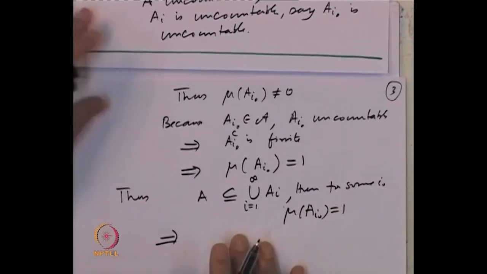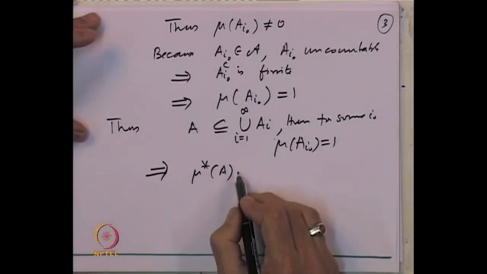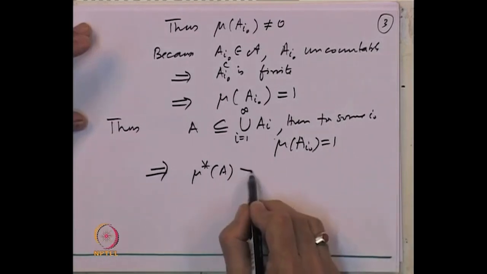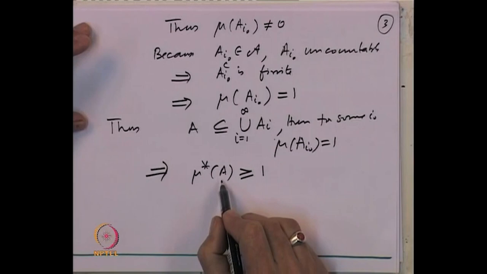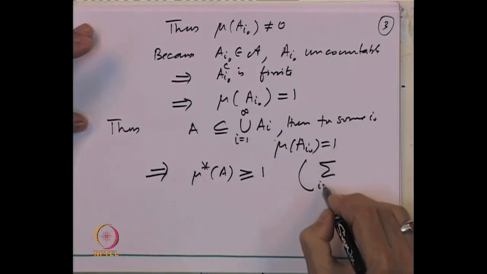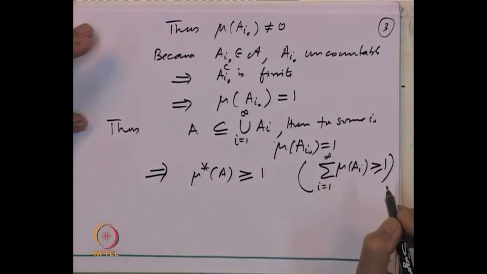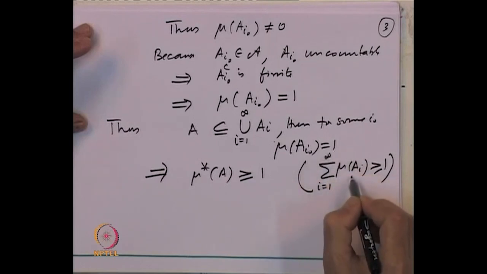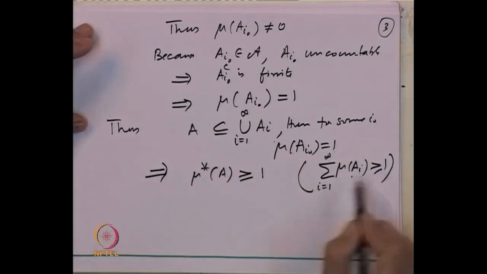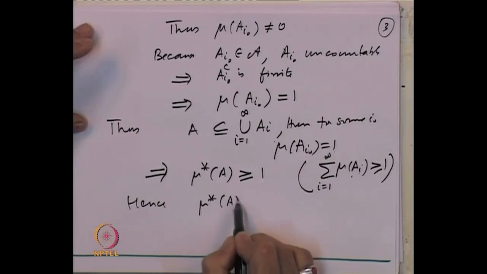So that automatically implies the fact that mu star of A, any covering will have at least one of the elements equal to 1, so this is bigger than or equal to 1, right? Because mu star of A is the infimum of the summation, i equal to 1 to infinity, of mu of A_i, which is going to be bigger than or equal to 1, because A_{i0} is 1, at least one of the terms is 1. So for every covering A_i of A, the sum of mu of A_i is bigger than or equal to 1. So the infimum has to be bigger than or equal to 1. So hence mu star of A is equal to 1.